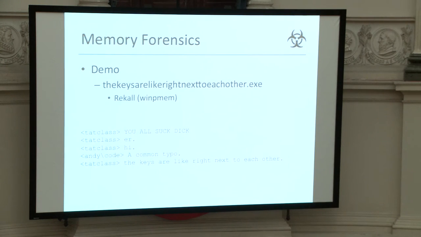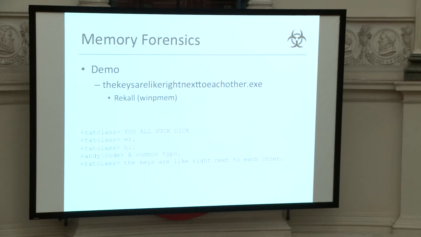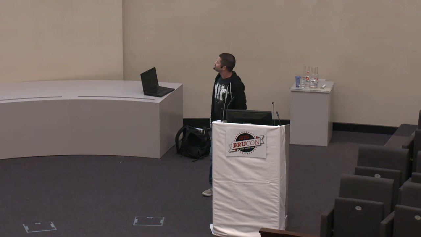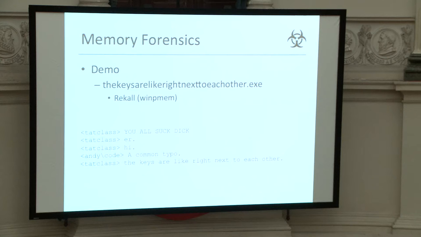So for my first demo, I'm actually going to demo a tool that I showed at last BruCON that I was at. It's called The Keys Are Like Right Next to Each Other, and it's from this bash.org excerpt. What we're going to do is start our malware, in this case, the keys are like right next to each other.exe. We'll dump memory with Rekall, which is an open source framework provided by Google, and then we'll try to get the malware out of memory and see if we can analyze it.